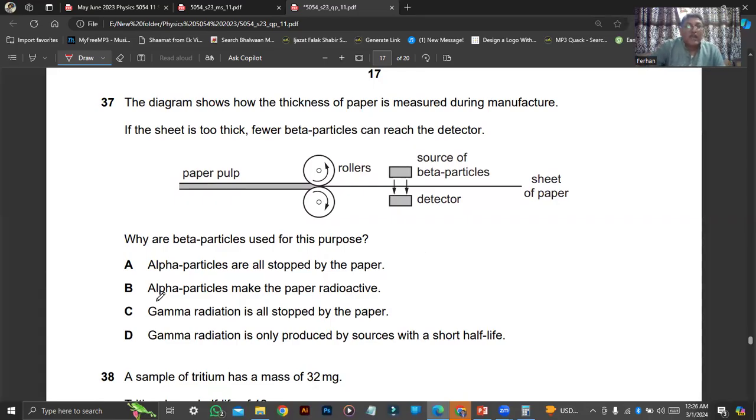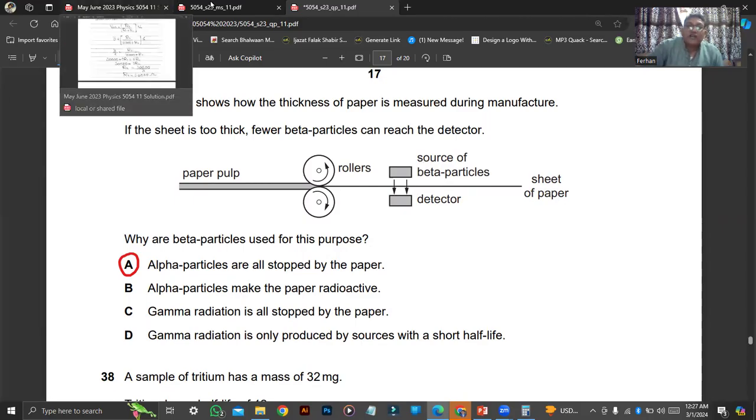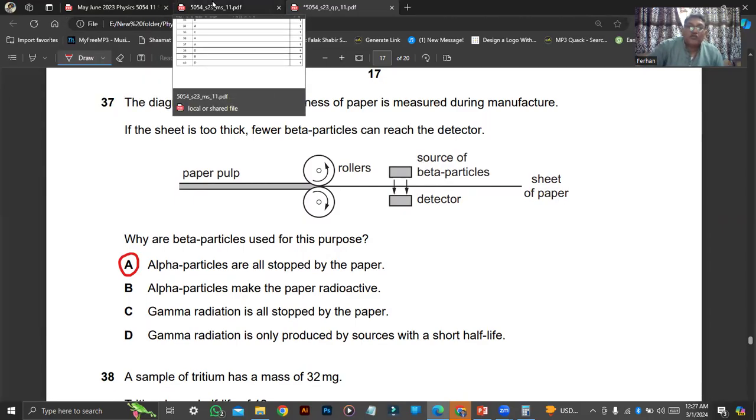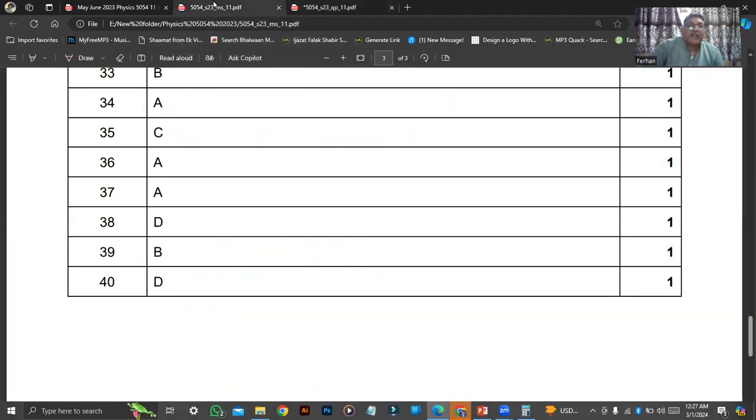That is true. Alpha particles make the paper radioactive. No, gamma radiation is all stopped by the paper. That is totally wrong. Gamma radiation is only produced by source with a short half-life. That is also wrong. So I think best option is A. Alpha particles are all stopped by the paper. So you cannot use the alpha particle here. Here you have to use beta particles because they can pass through that paper. So question number 37, A is the choice, which is right, sir.